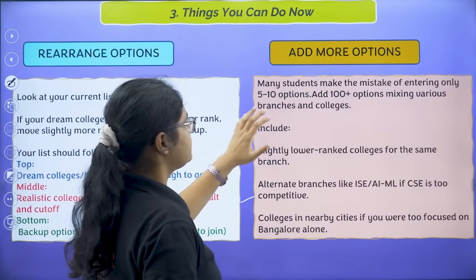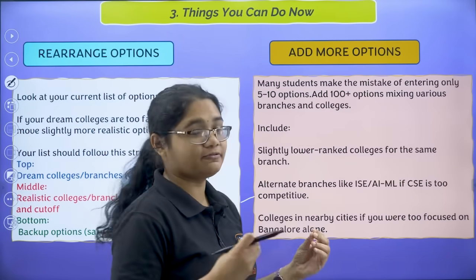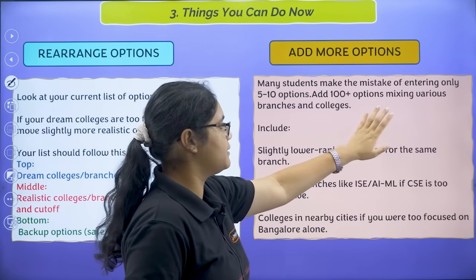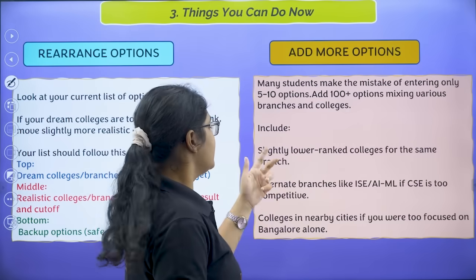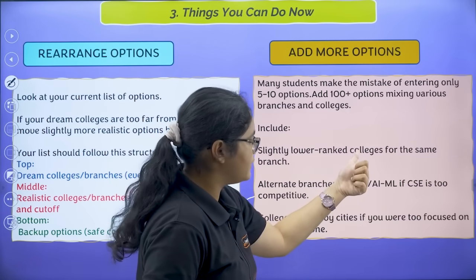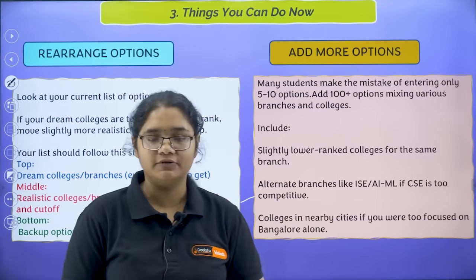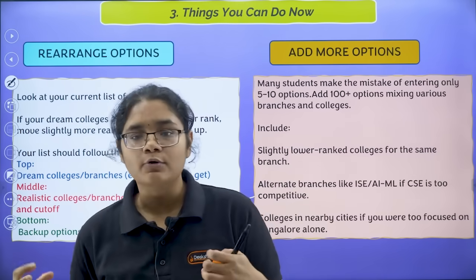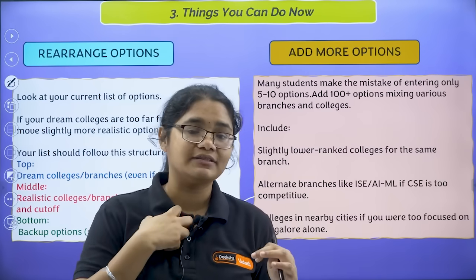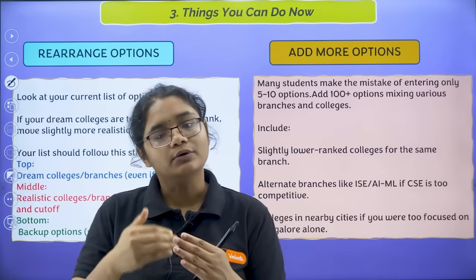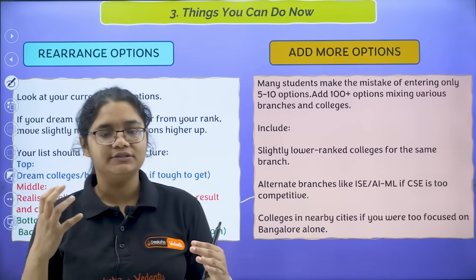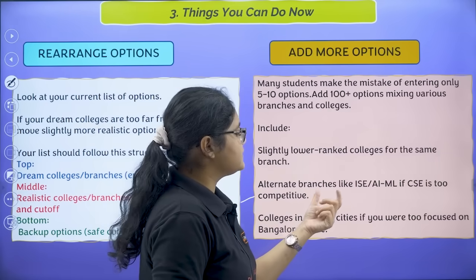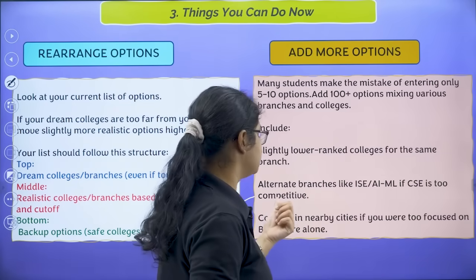Now, should you add more options? Yes. Many students make the mistake of entering just 5 to 10 options. That should not be there. You should be adding at least 100 plus options, as I already told you. Include slightly lower ranked colleges for the same branch. For example, if you are very passionate about AI, but in the top colleges you are not getting AI, you can go to slightly lower colleges whose cutoff matches your rank.